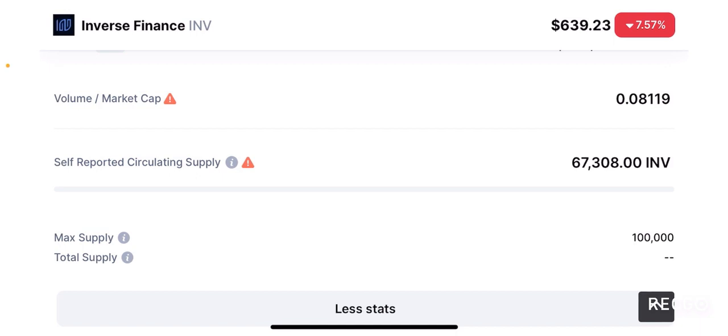So 60 to 70% of the tokens are already in circulation, which means this token, considering the fact that it is listed on Coinbase, if a lot of people start buying this token, there's going to be an easy price pump just because of that factor alone, right? Ignoring the fundamentals completely. So I think that's definitely a good sign for this token.